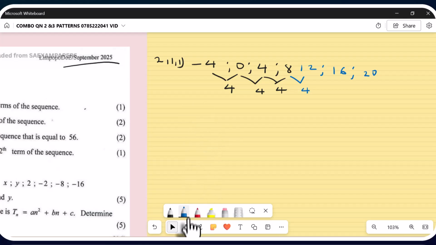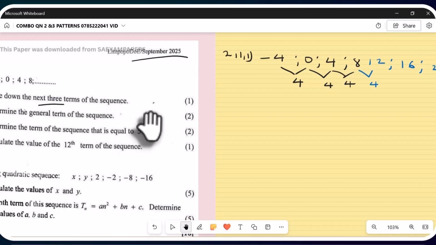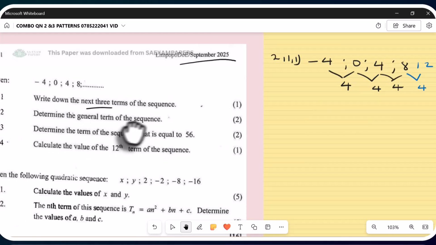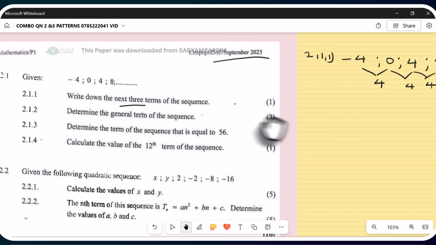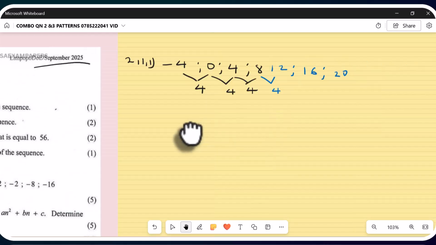So our n is going to be 16. Or you can say that, in other words, the 16th term is the term which gives us 56. That's our answer here. Hope we are together.